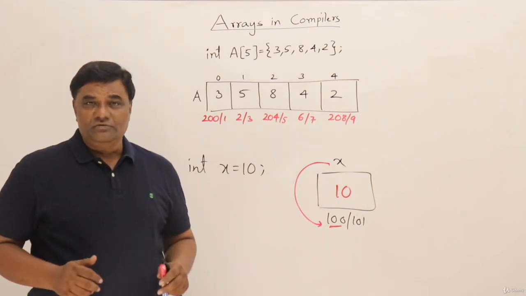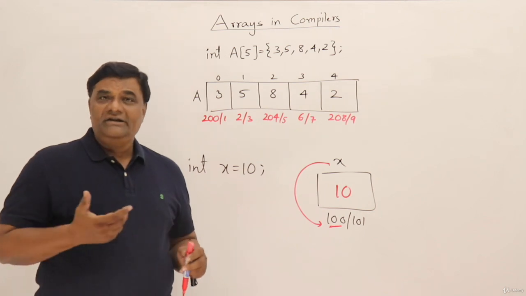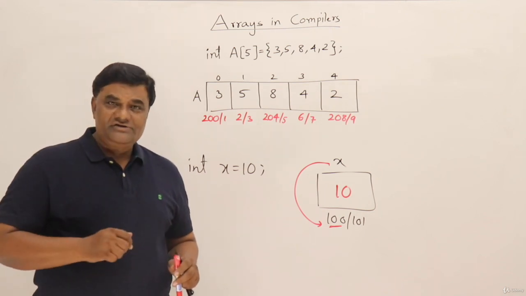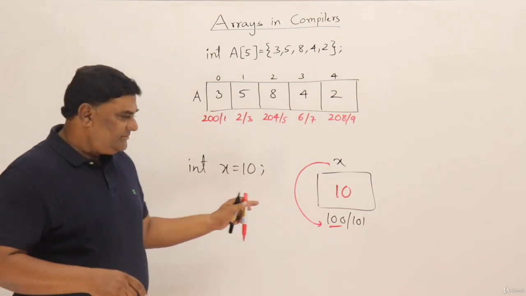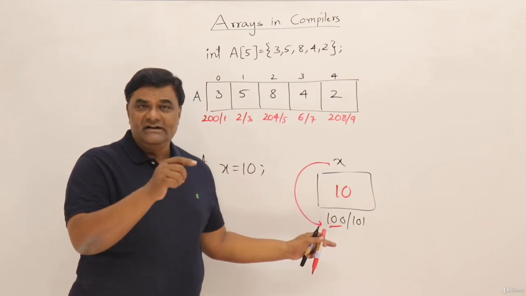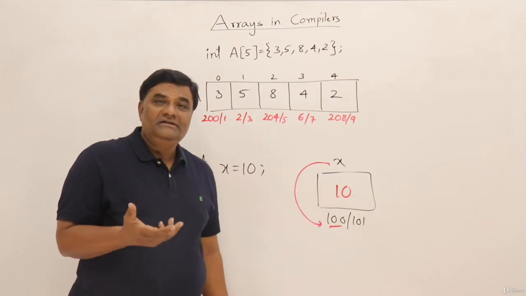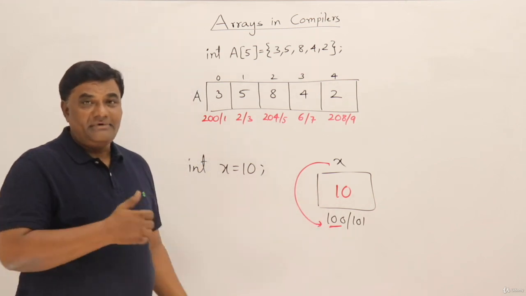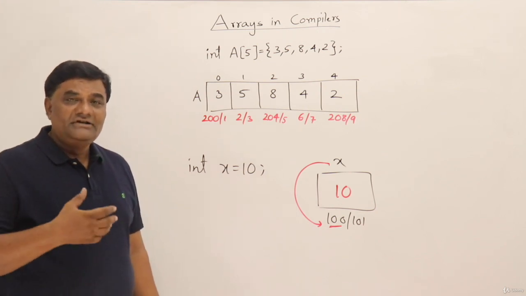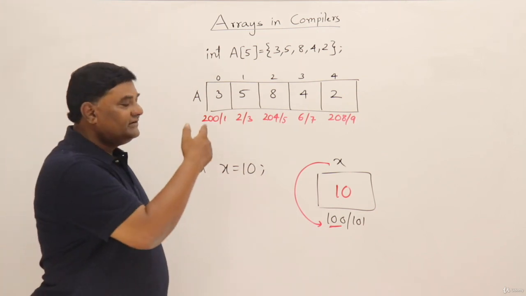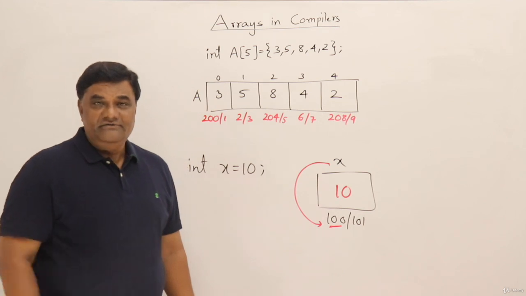When can the address be known? When the memory is allocated, during execution. So it means the memory for the variable is allocated at execution, and only then can the address be known. Then how will the compiler write down the address at compile time? That's what we will learn about this issue in an array, that is, a vector variable.